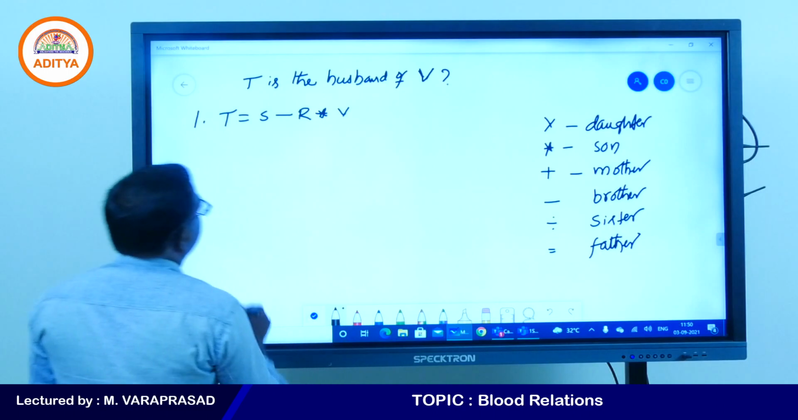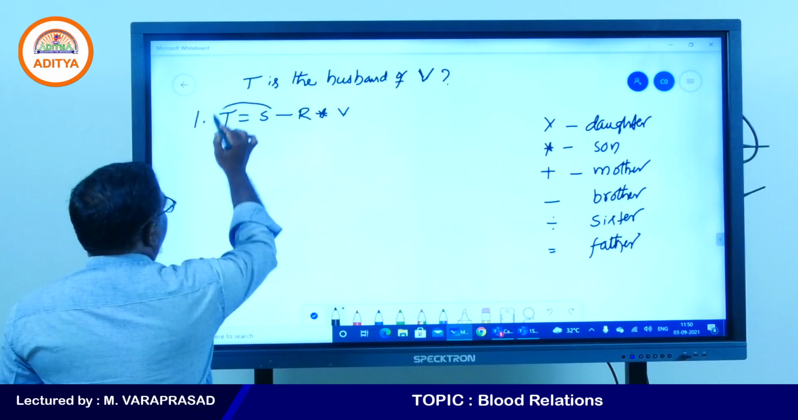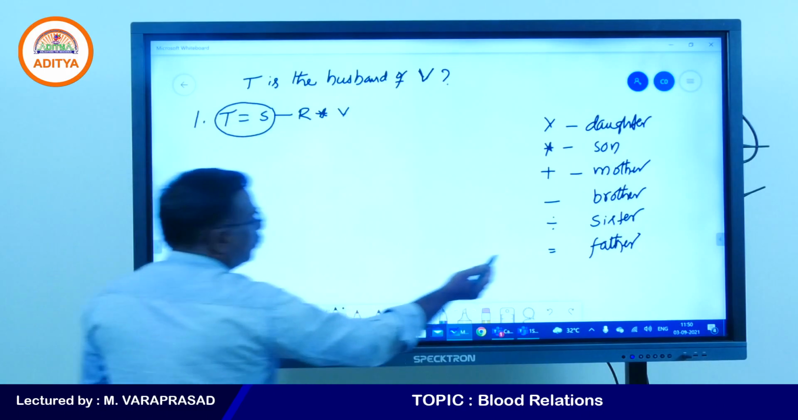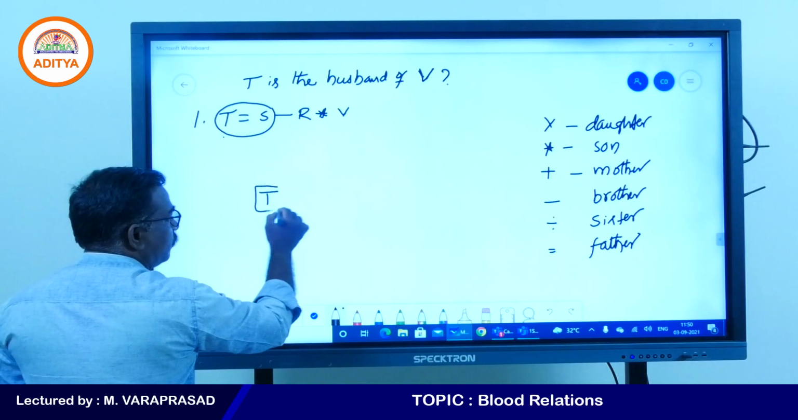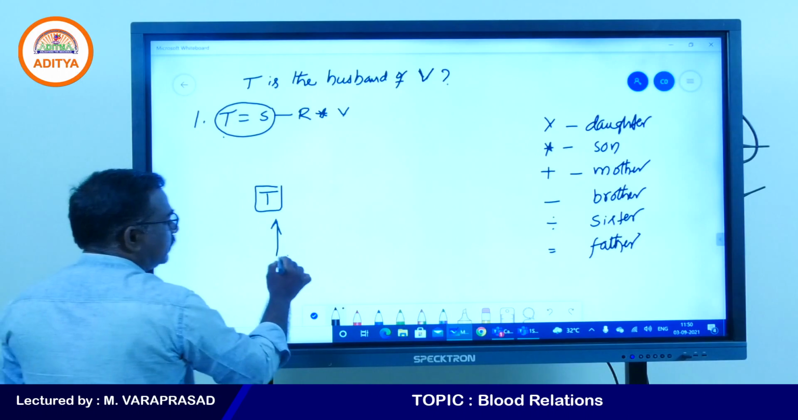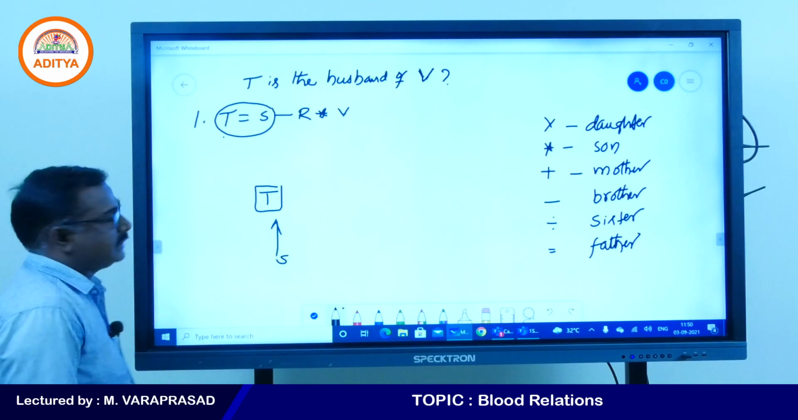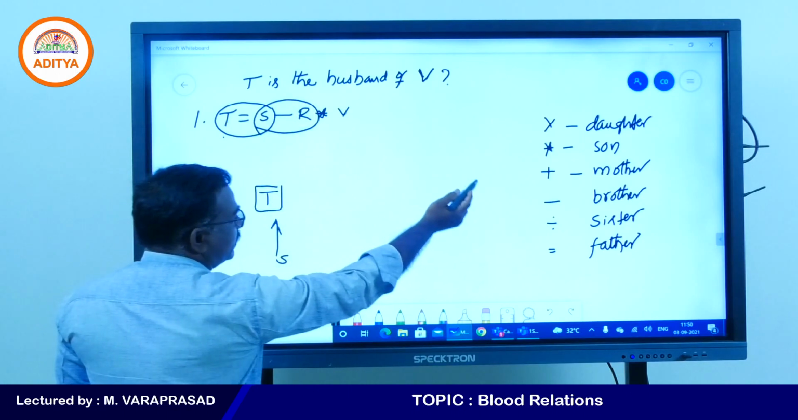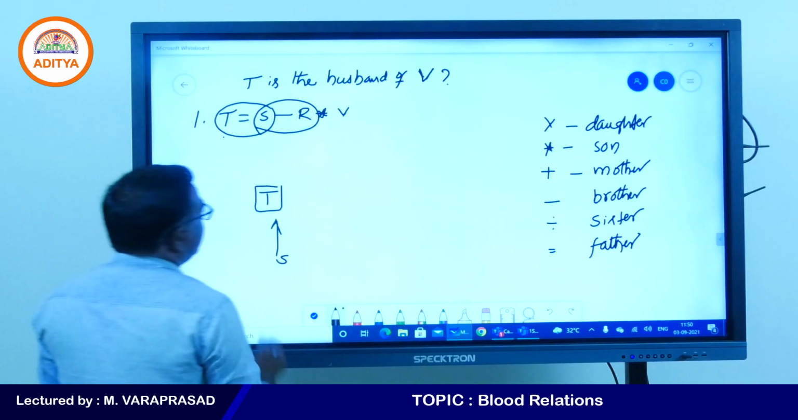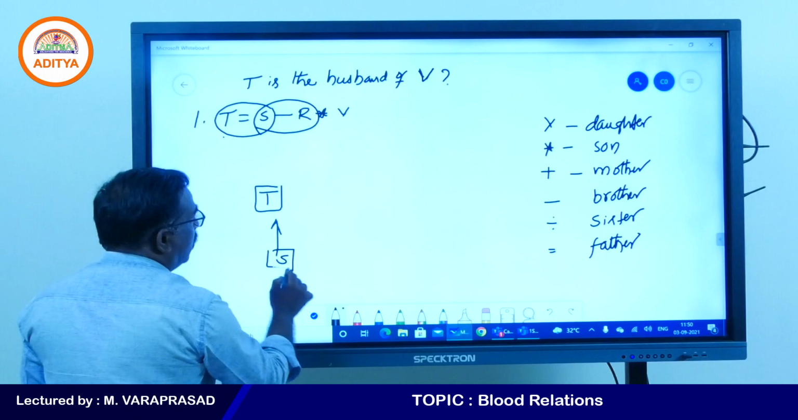Once you see, T equal to means father. T is father of S. Next one, S minus R. Minus means brother. S is brother to R.